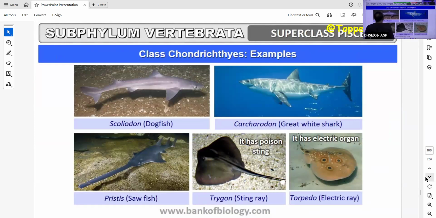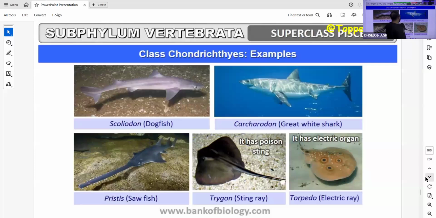Now, examples of the cartilaginous fishes or the chondrichthyes: Scoliodon or dogfish, Carcharodon or the great white shark, Pristis or the sawfish, Trygon or stingray, containing a poisonous sting. Electric rays or torpedoes, they have electric organs. These are examples present in your NCERT text also.